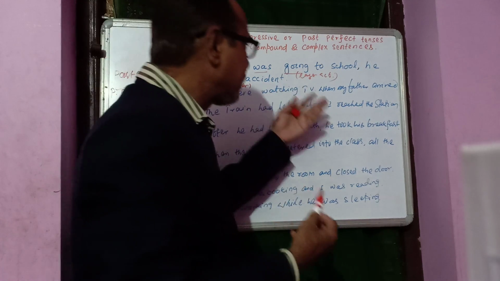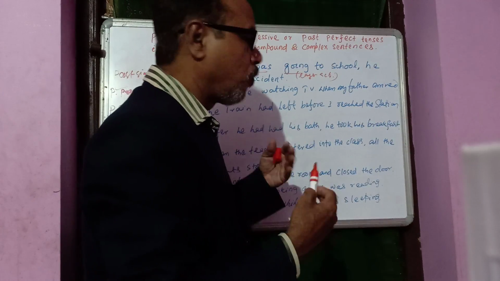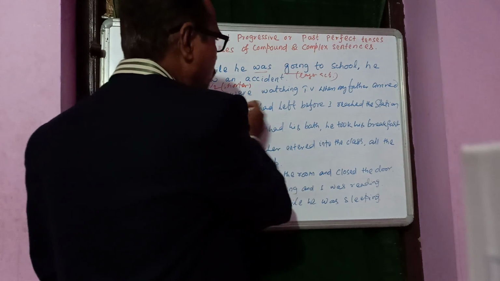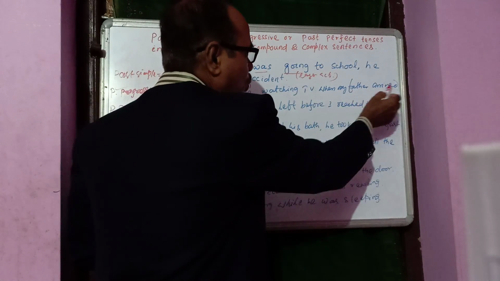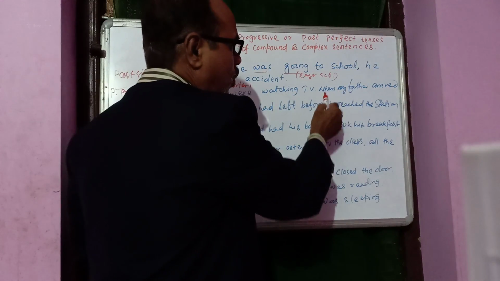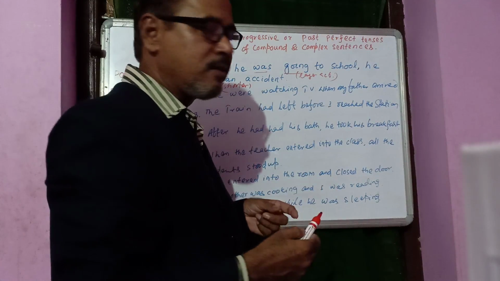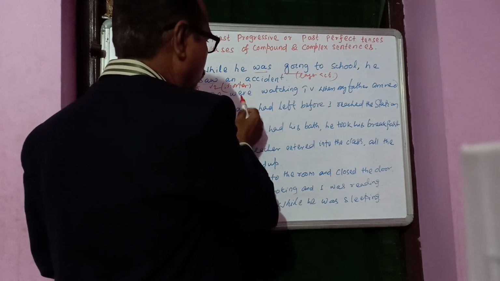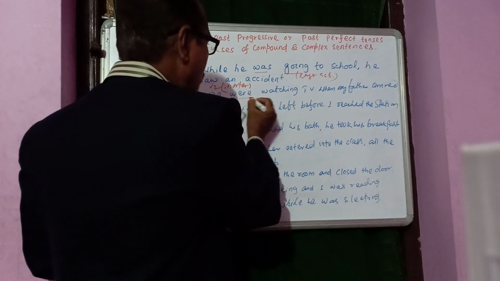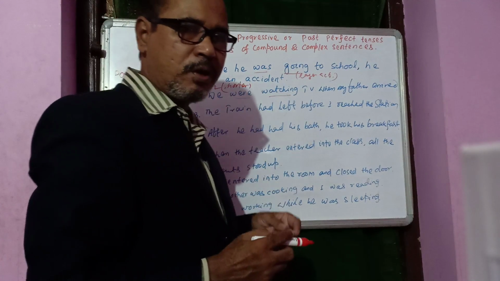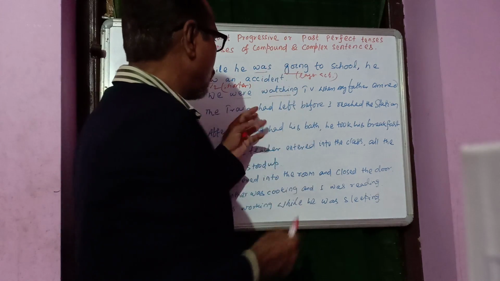We were watching TV when my father arrived. We were watching TV. This is one clause. When my father arrived, another clause. This is a subordinate clause. When is the subordinator. This is a complex sentence. You know, this is the main clause. In the first clause you see we were watching. This is past progressive form.